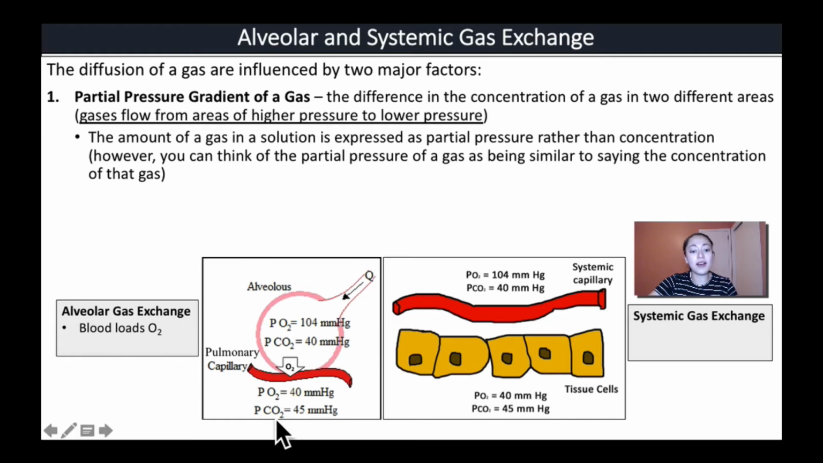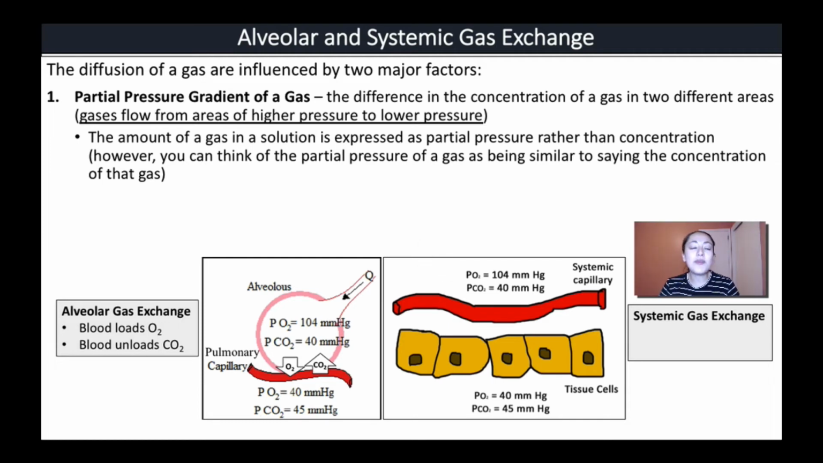Now, if we look at carbon dioxide, the partial pressure of carbon dioxide in the blood is 45, whereas the partial pressure of carbon dioxide in the air sac is only 40. So if carbon dioxide is going to move down its concentration gradient, it's going to move out of the blood. So the blood unloads carbon dioxide at the alveoli.